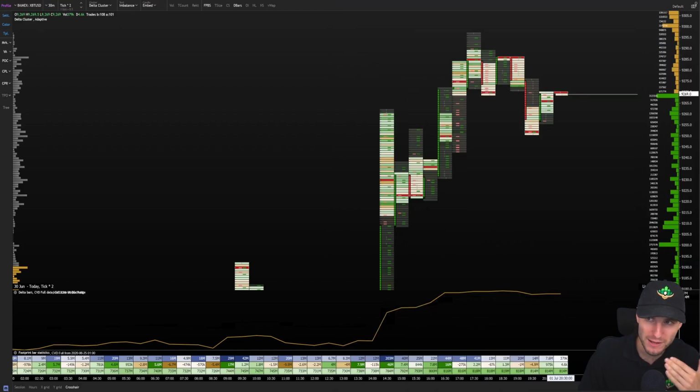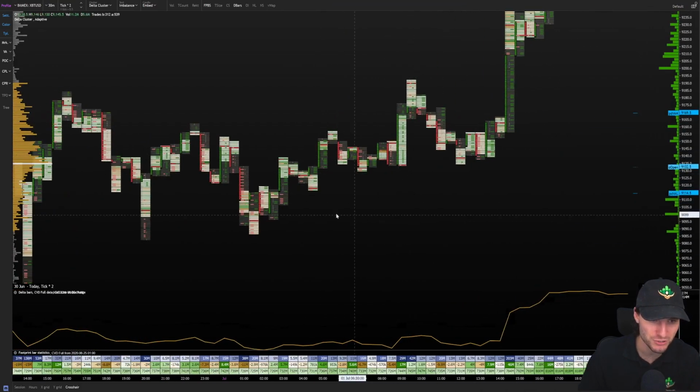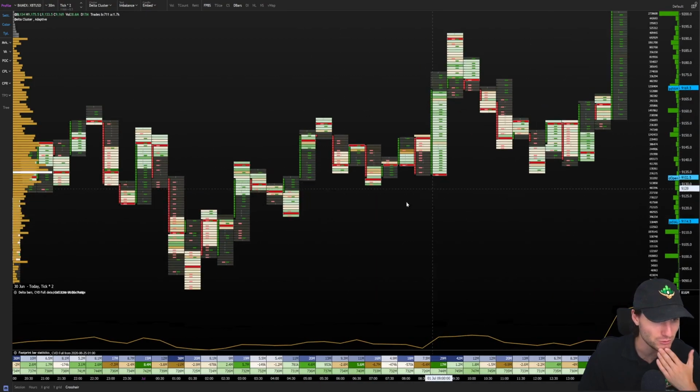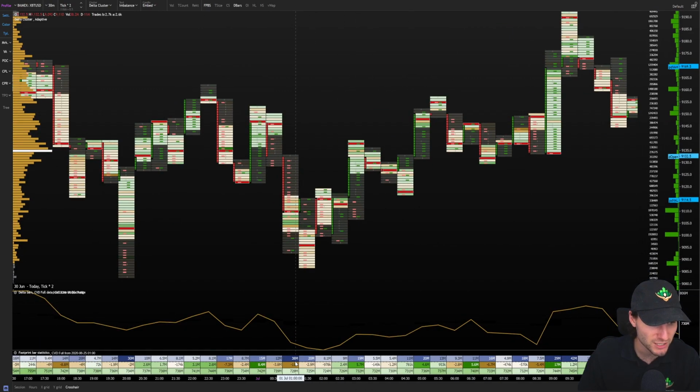But that by no means is a requirement. You can use this. This is a template that I've shared with you all. So this is the exact template. Here you can look at those CVD divergences. Are you getting absorption at the lows? Are you not getting absorption? These are things that we're looking at. What's the volume like as we're approaching these lows?